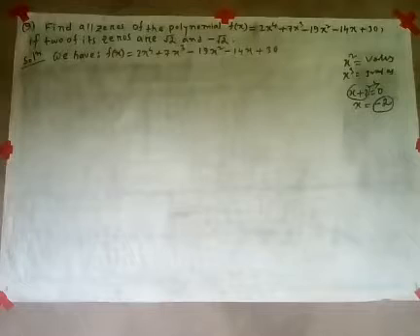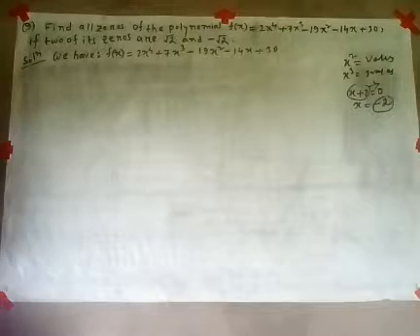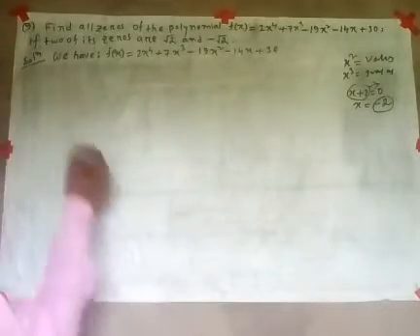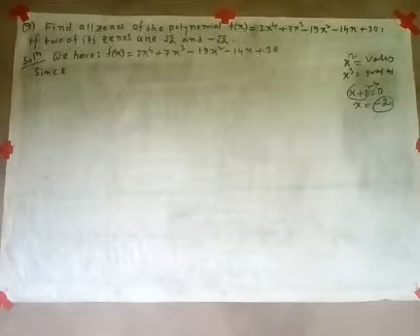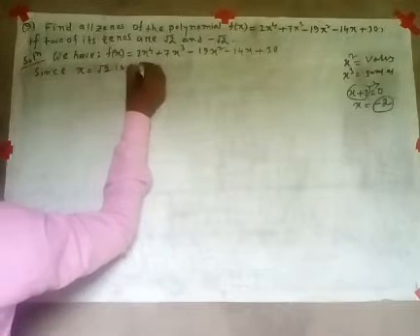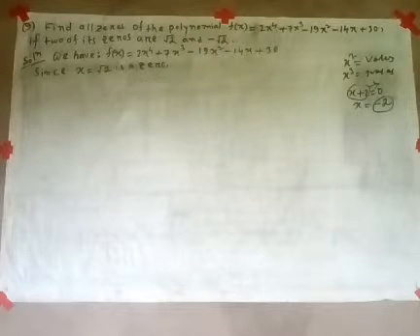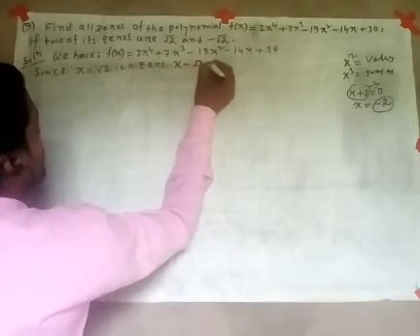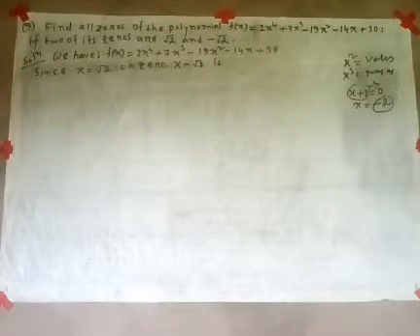So what is given in the question? We have f(x) equal to 2x to the power 4 plus 7x cube minus 19x square minus 14x plus 30. Also given the zeros root 2 and minus root 2. So write down: since x equal to root 2 is a zero, x minus root 2 is a factor.